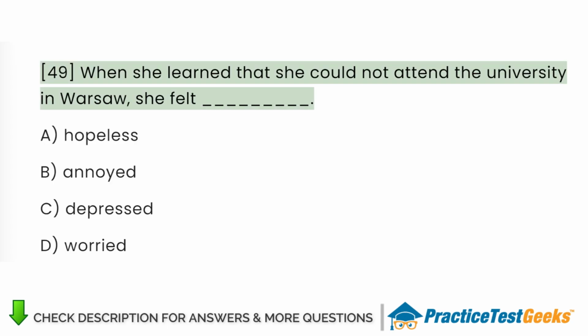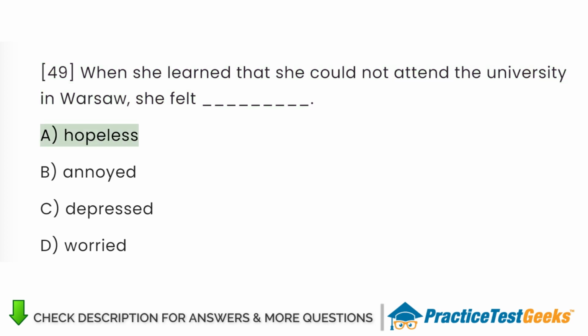When she learned that she could not attend the university in Warsaw, she felt A. Hopeless. B. Annoyed. C. Depressed. D. Worried.